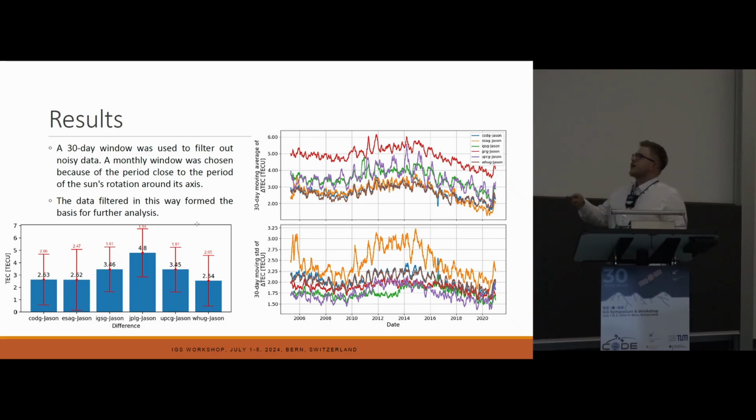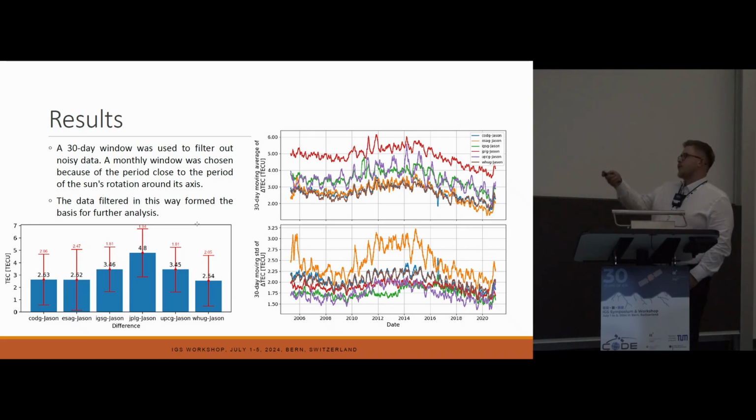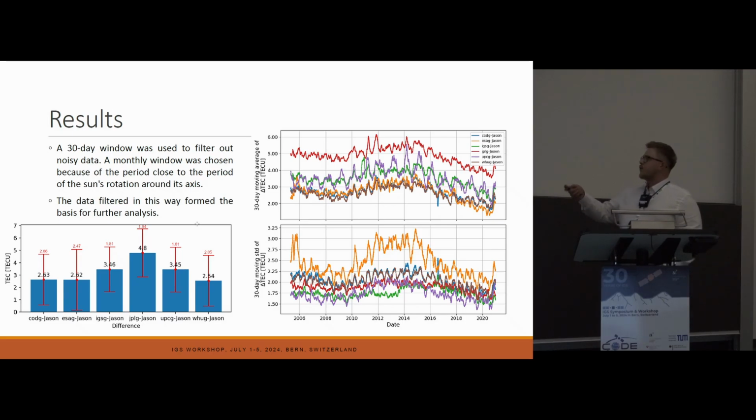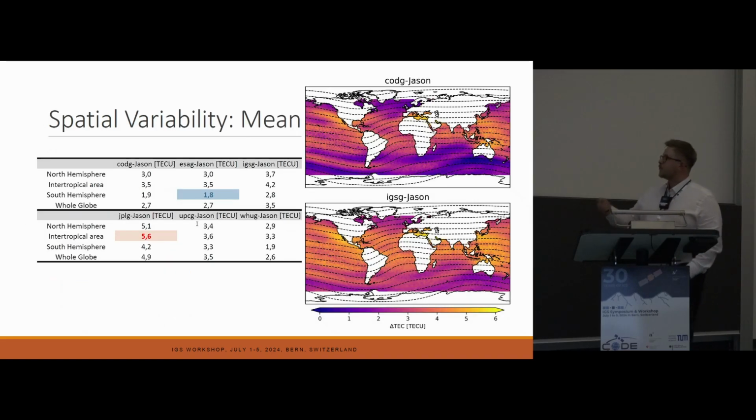What is interesting is that for the standard deviation, we have a really higher standard deviation and a really pronounced solar cycle in the ESA-JASON difference. We can clearly see the ascending and descending of the solar cycle. What else do we see? The lowest standard deviation we obtained for the IGS and UPC.